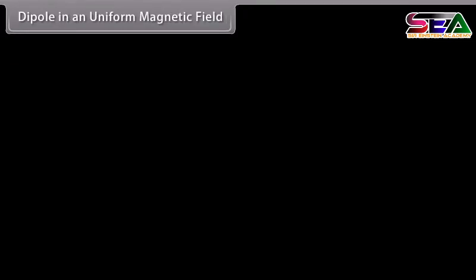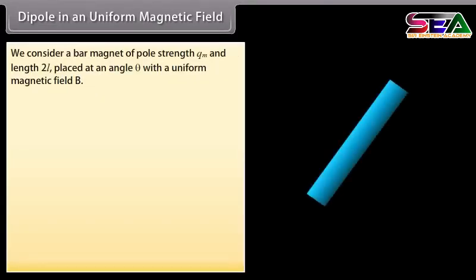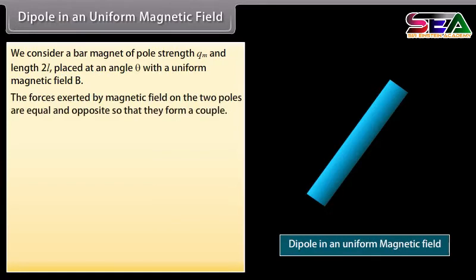Dipole in a uniform magnetic field. We consider a bar magnet of pole strength Qm and length 2L placed at an angle θ with a uniform magnetic field B. The forces exerted by the magnetic field on the two poles are equal and opposite, so that they form a couple. Torque is equal to force into lever arm.